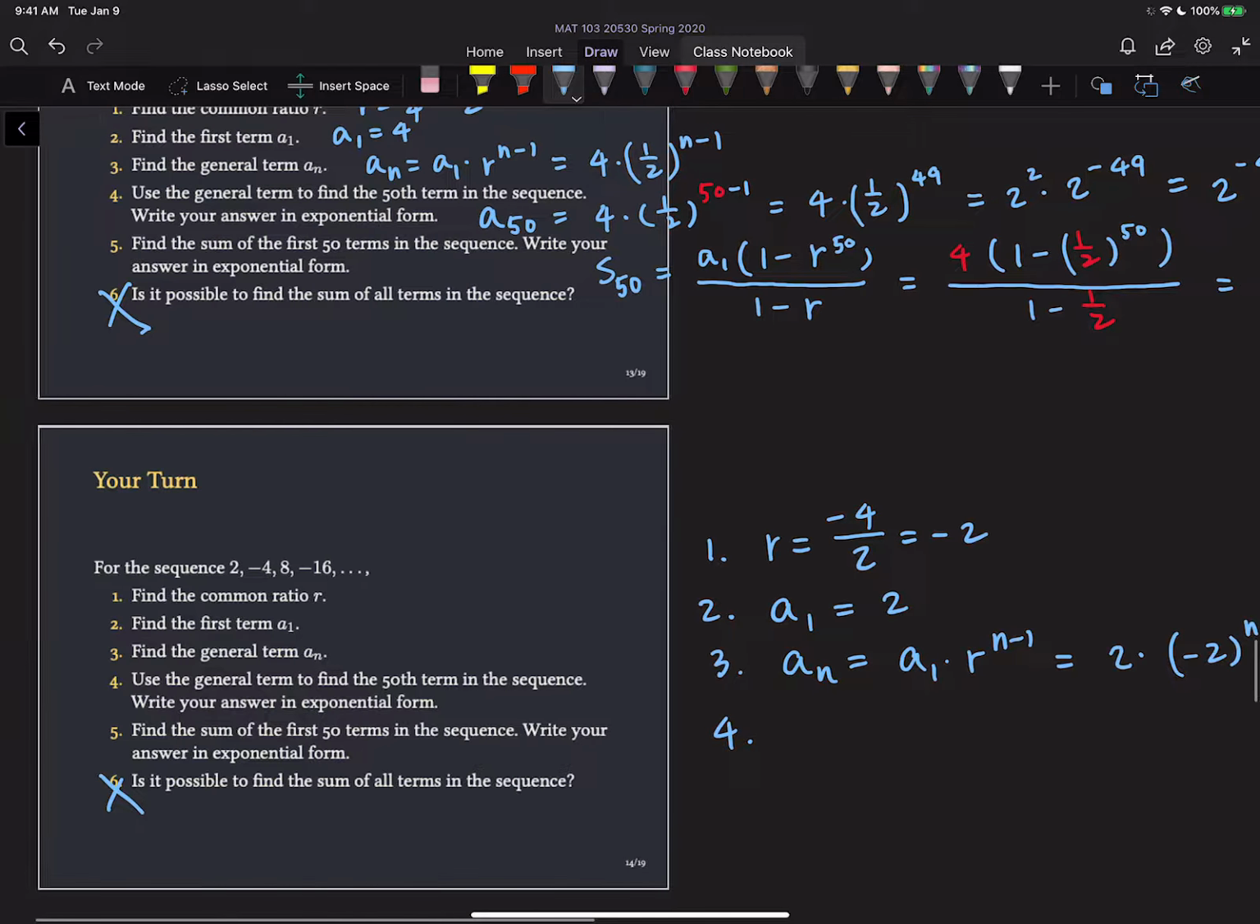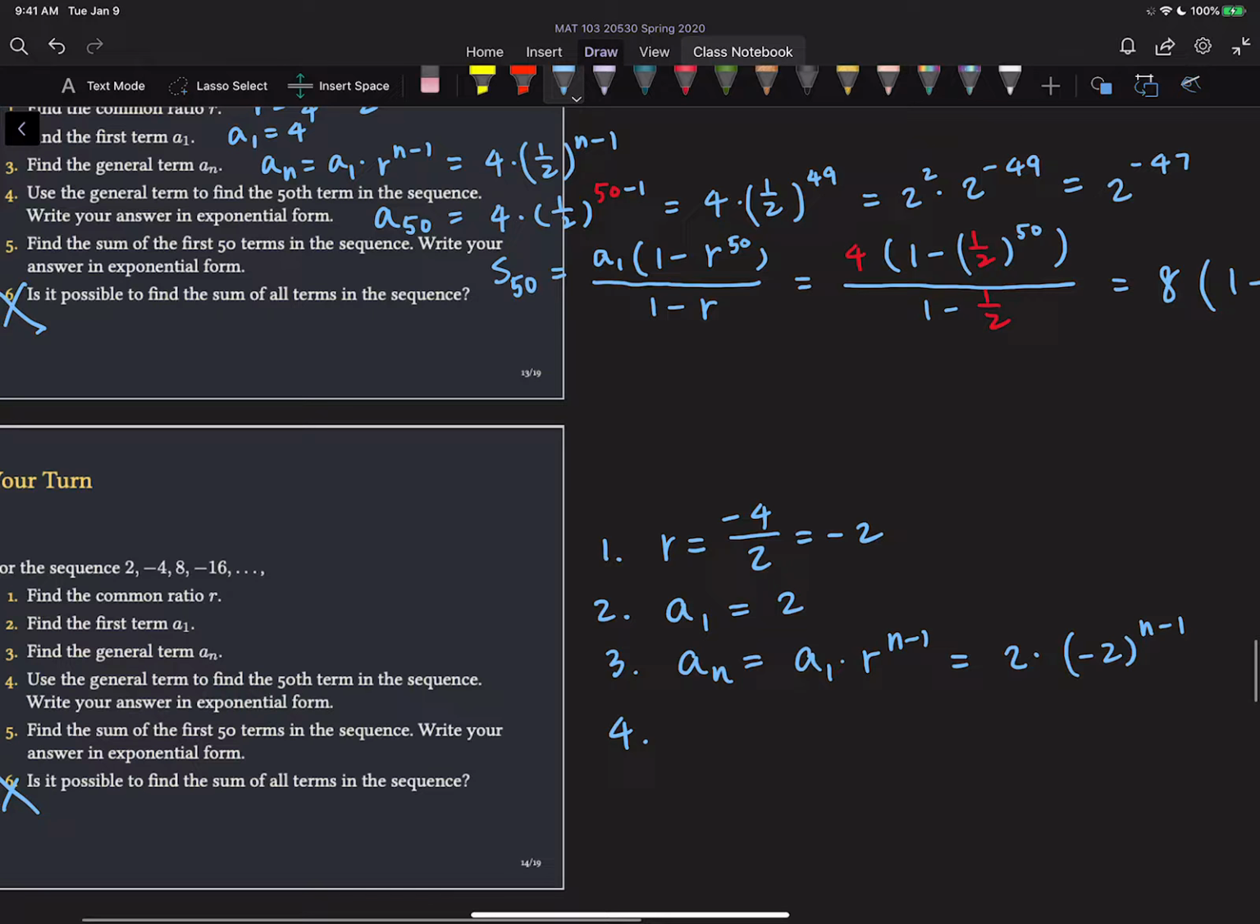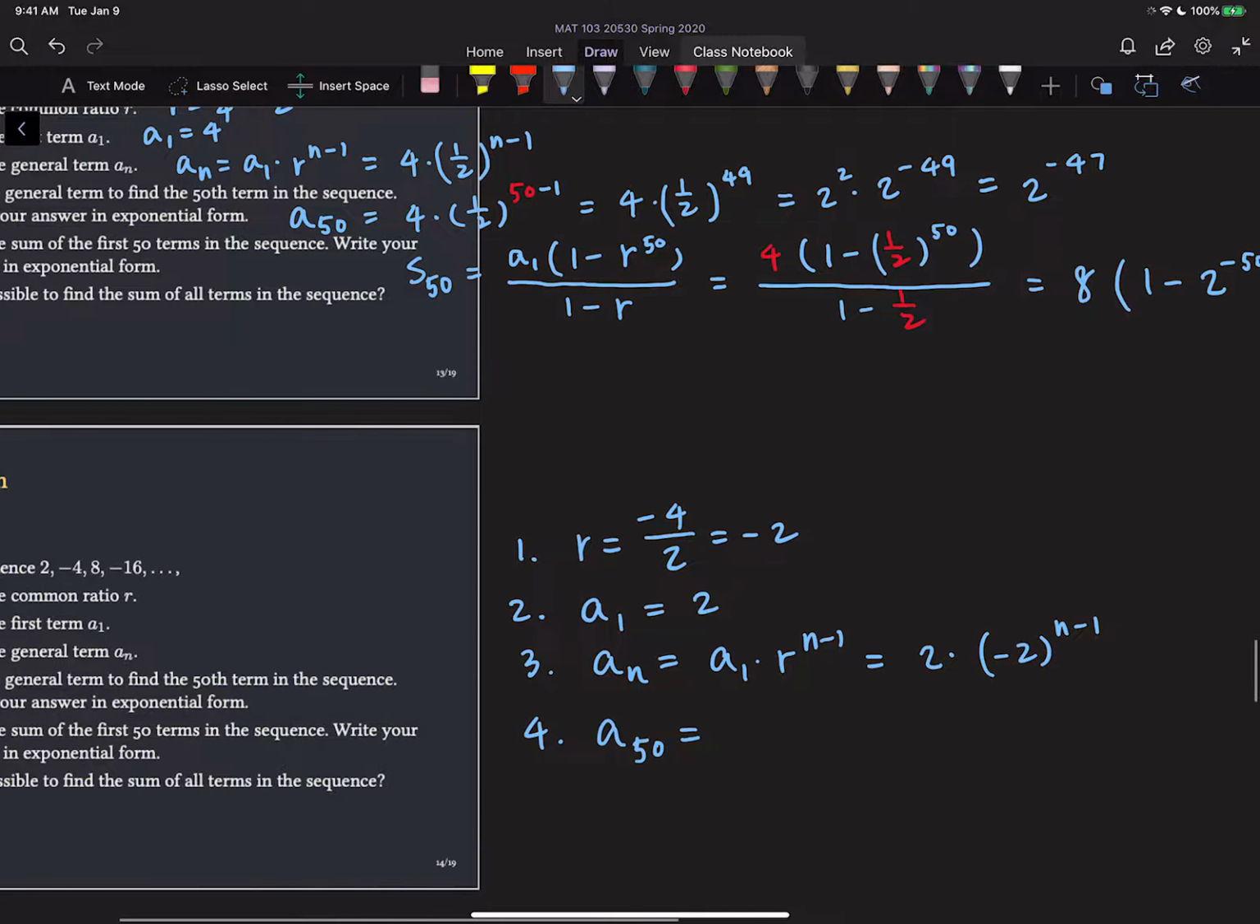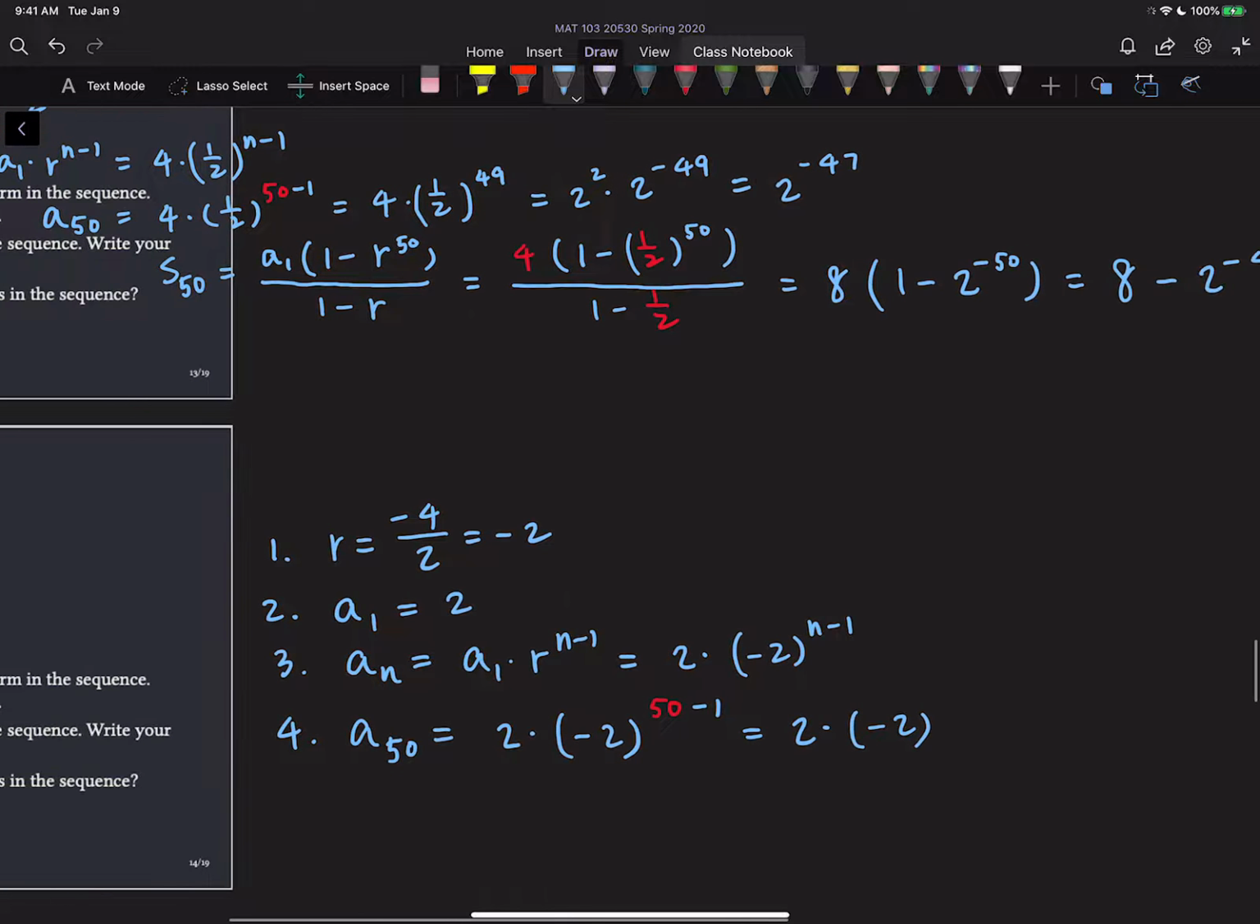Number 4, use the general term to find the 50th term in the sequence. Write your answer in exponential form. So we're looking for a sub 50. We have a formula, you just plug it in. 2 times negative 2 raised to the power of 50 minus 1. That is the same thing as 2 times negative 2 raised to the power of 49.